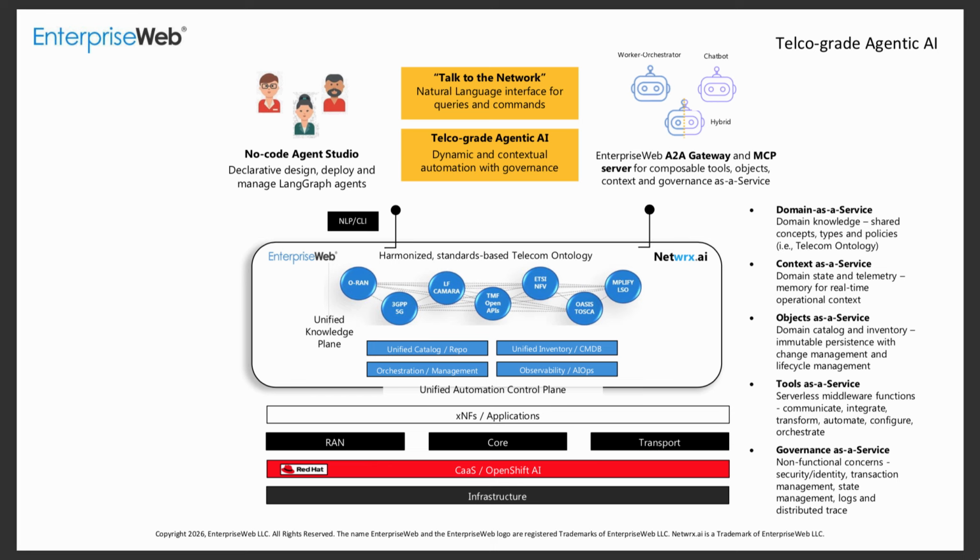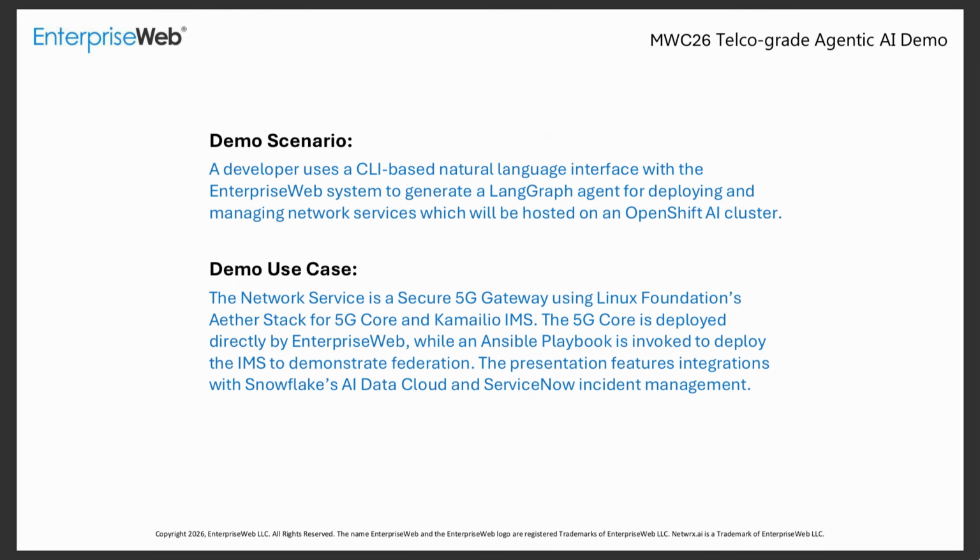EnterpriseWeb is deployed above the cluster, providing a harmonized standards-based model over OpenShift's AI infrastructure agent and model management platform, supporting telco-grade agentic AI. The scenario for this demo is a developer using a CLI-based interface to have a natural language conversation with the EnterpriseWeb platform so it can generate LangGraph agents that are going to be capable of deploying and managing network services, all of this being hosted on the OpenShift AI cluster.